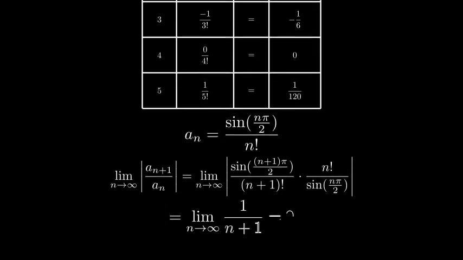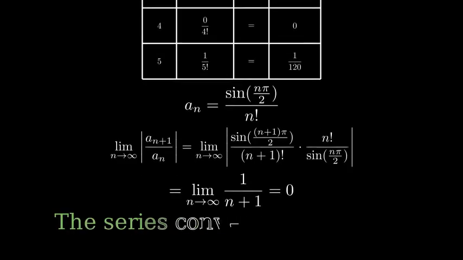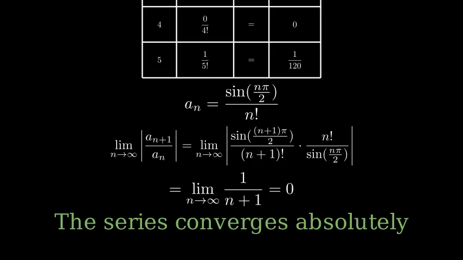Simplifying this, we get 1 over n plus 1, because the sine terms are either 0, 1, or negative 1, and their ratio will always be 1 or negative 1 in absolute value. Since this limit equals 0, which is less than 1, by the ratio test our series converges absolutely.